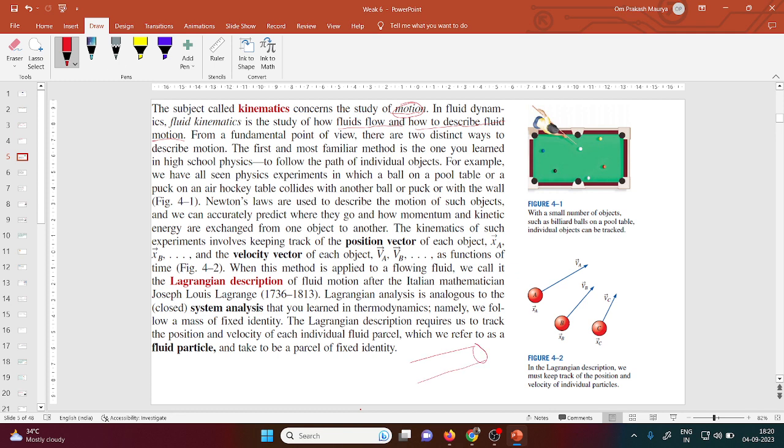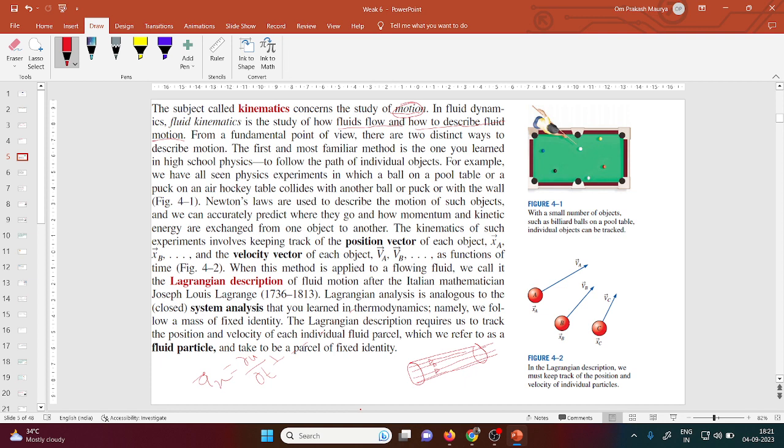Let's say, for example, fluid flows in the pipe. This is the flow. What is written here? How fluid flows and how to describe the fluid motion. Basically, for flowing fluid, we need to write the fluid motion in terms of mathematics. Like you already know the acceleration, how we write the acceleration. As you see in the previous question number 1, we can write these things. So how to describe means here we write the equation for the fluid motion.